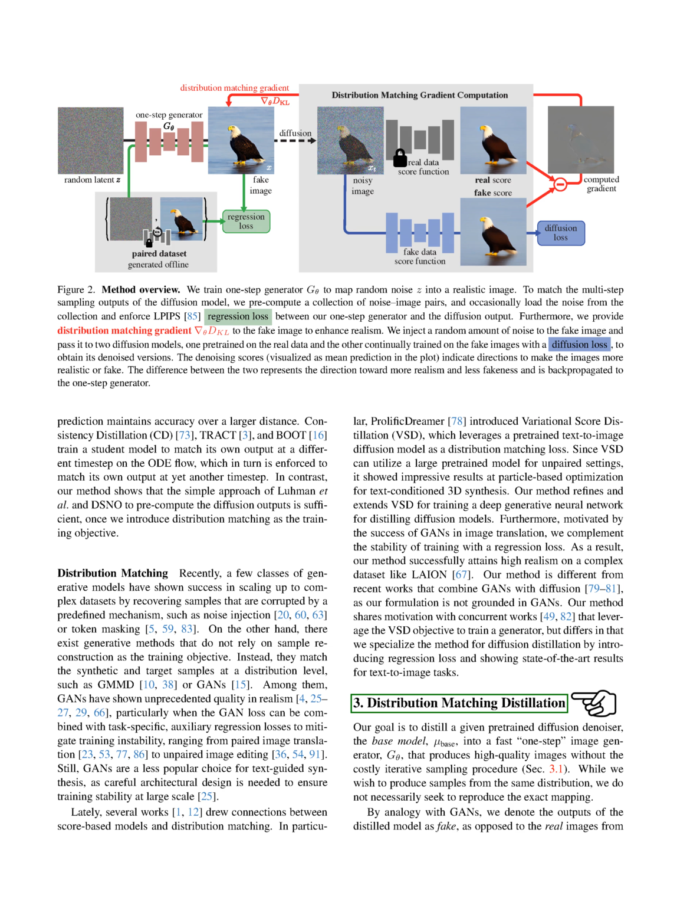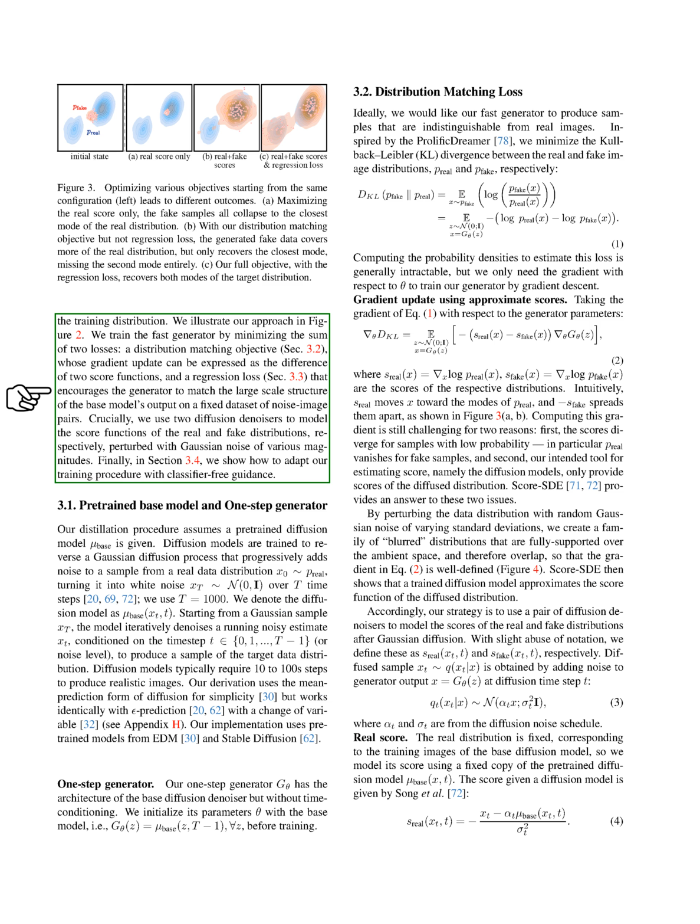Our goal is to distill a given pre-trained diffusion denoiser, the base model, into a fast, one-step, image generator that produces high-quality images without the costly iterative sampling procedure. While we aim to produce samples from the same distribution, we don't necessarily seek to reproduce the exact mapping. We refer to the outputs of the distilled model as fake, as opposed to the real images from the training distribution.